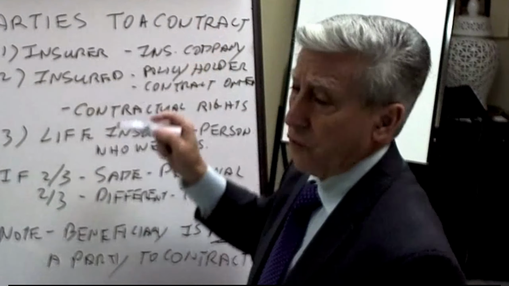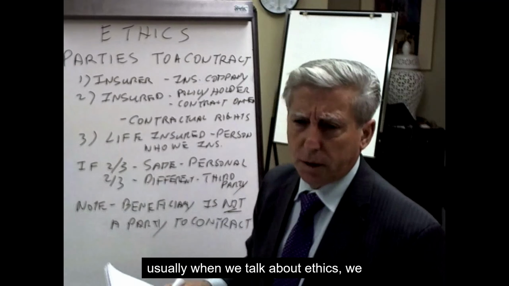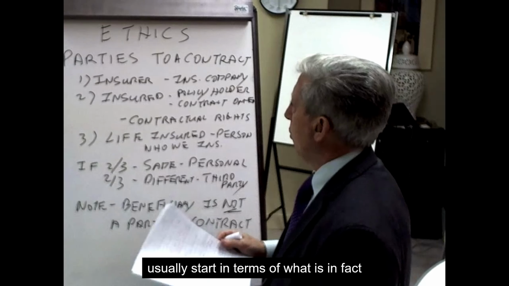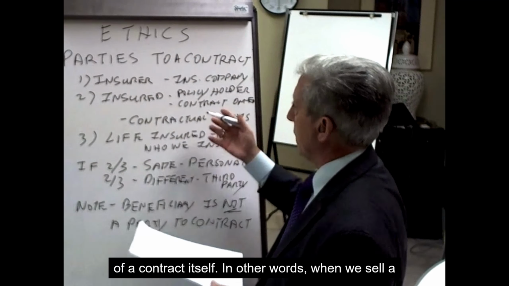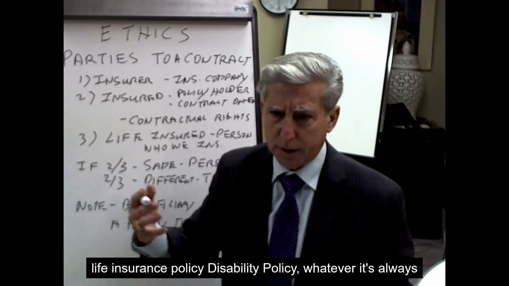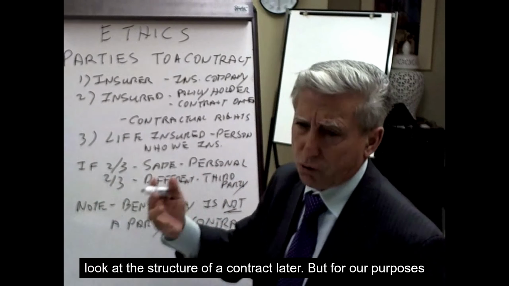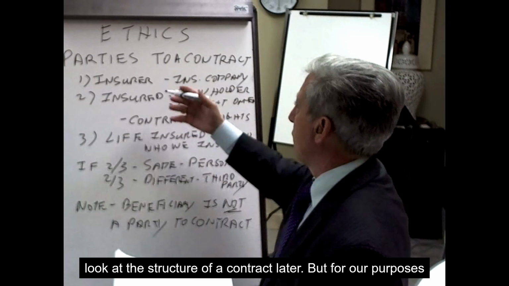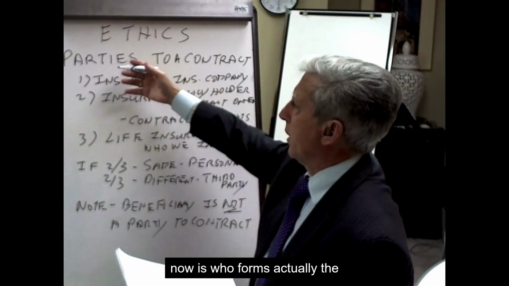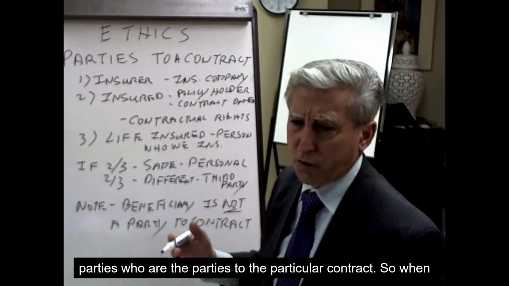Today, we're going to be talking, of course, about ethics. And usually when we talk about ethics, we usually start in terms of what is, in fact, a contract itself. In other words, when we sell a life insurance policy, disability policy, whatever, it's always a contract, essentially. And we'll look at the structure of a contract later. But for our purposes now, who actually forms the parties? Who are the parties to the particular contract?